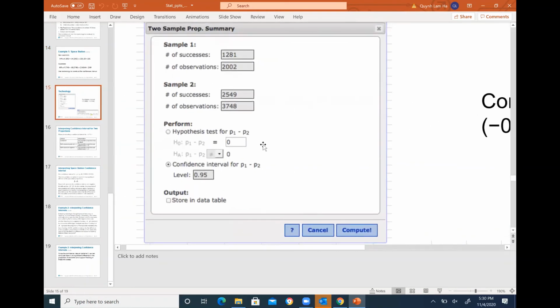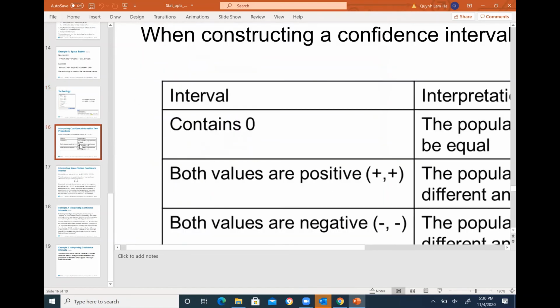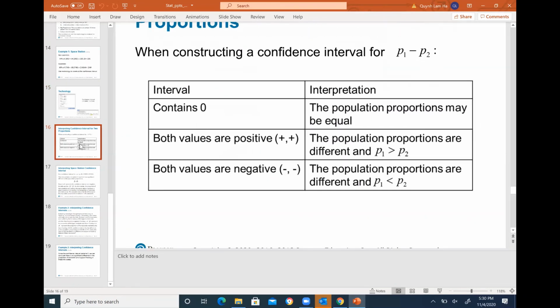When we plug it in, you see this number is smaller than that number, correct? 1,281 is smaller than that. It doesn't matter, it's still okay. So when you run StatCrunch, you click 95% confidence interval, click compute. We have the following values. So here's the meaning.